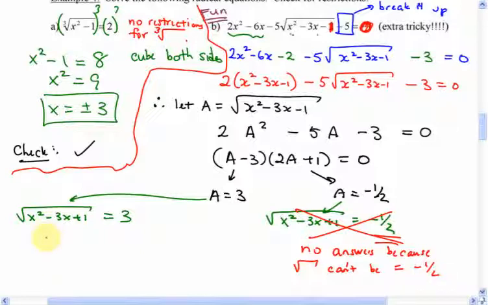How will I solve for x in this case? Once again, square both sides. So x squared minus 3x minus 1 equals 9. And then what? Move to one side. X squared minus 3x. What is this? Minus 10.